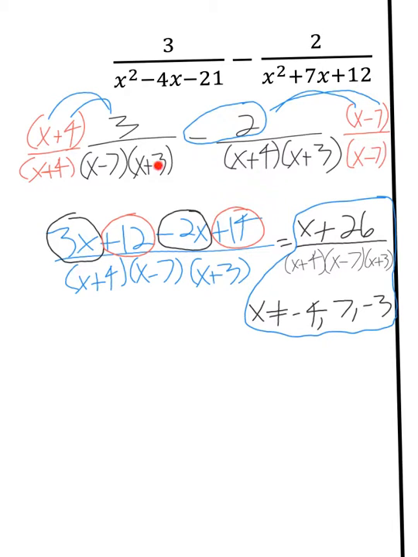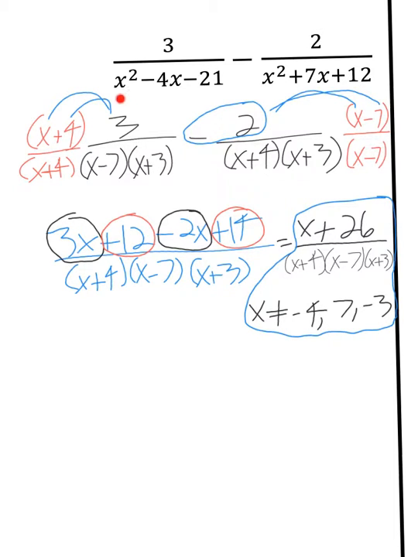So what do they have in common? An x plus 3. So this fraction needs the x plus 4 that this one has, and this fraction needs the x minus 7 that this one had, okay? So that's why I wrote the x minus 7 and x plus 4 over on each side.